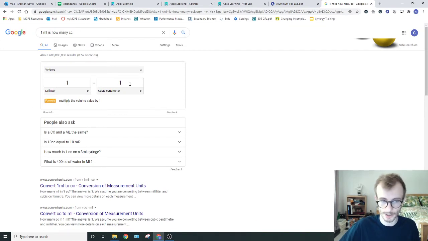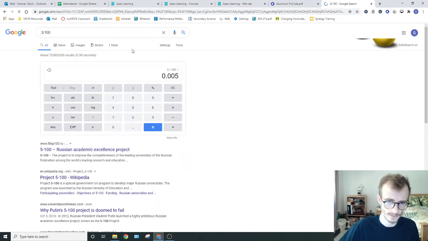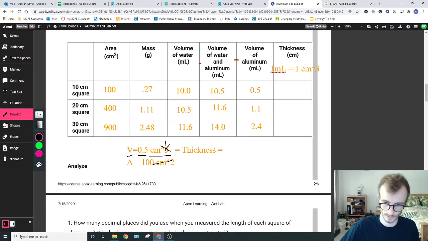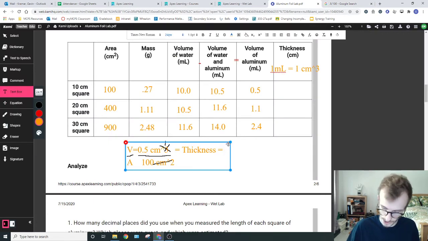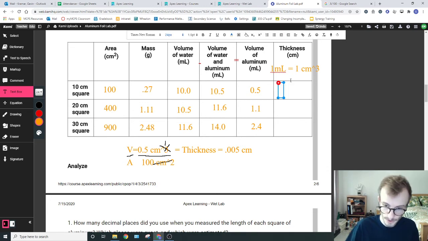That's because I know a milliliter is 1 cubic centimeter. So thickness, or volume divided by area, is going to be a small number, of course, divided by 100. And that gives me 0.005 centimeters. So that's how you're going to do this calculation. For each of these, you're going to take the volume that you found divided by the area that you have to get your estimate for the thickness, 0.005 centimeters. Obviously, that's very thin. That's less than 1 millimeter.